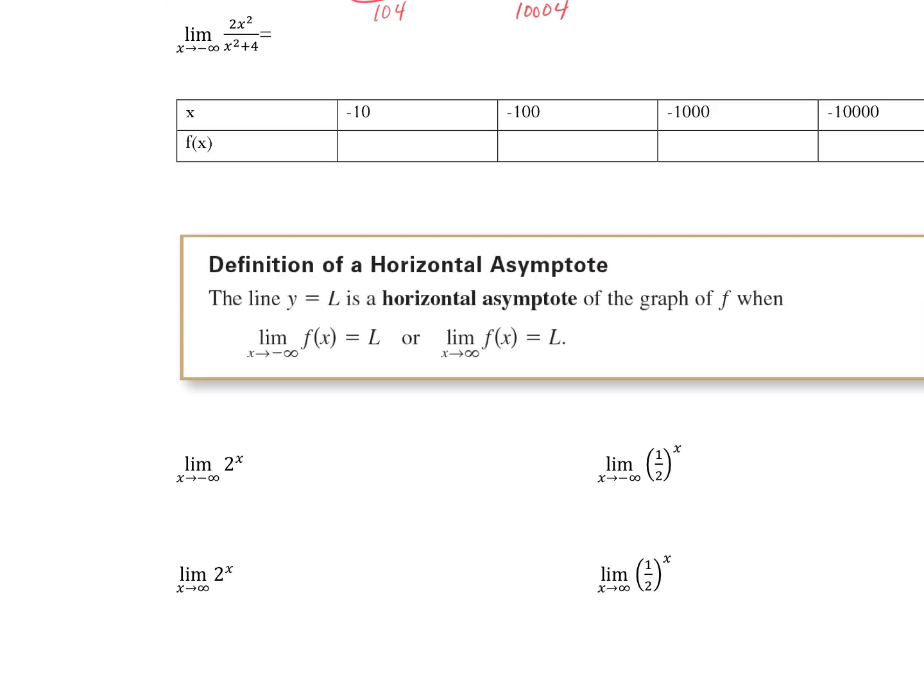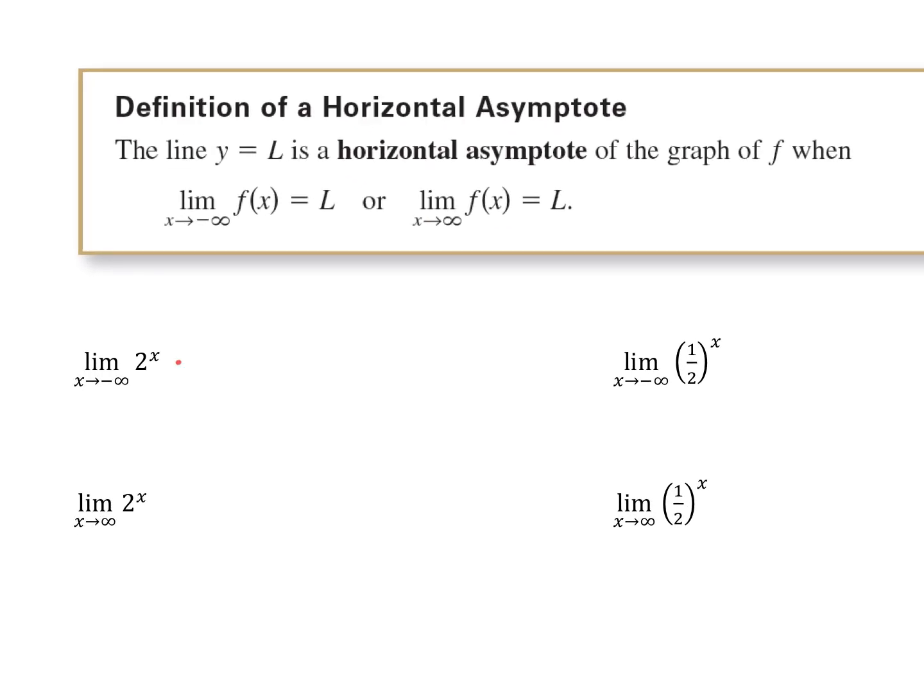What is the limit of y equals 2 to the x? What is the limit as x approaches negative infinity? 0. What about as x approaches positive infinity? Infinity. So, exponential functions have horizontal asymptotes, but they're only a one-sided asymptote. Okay, but we can still say there's a horizontal asymptote to y equals 2 to the x.